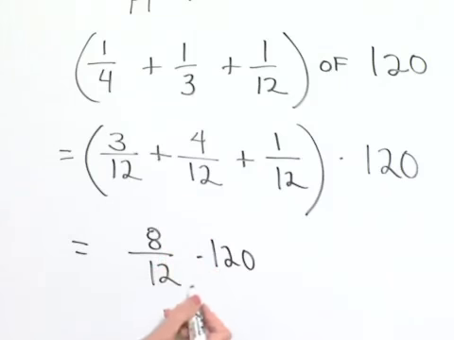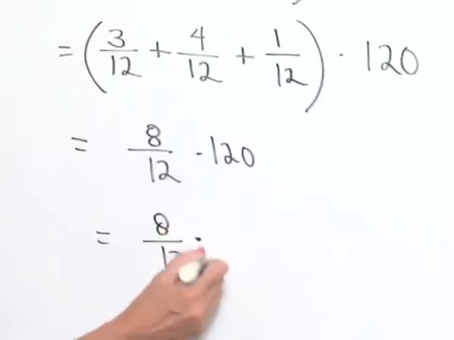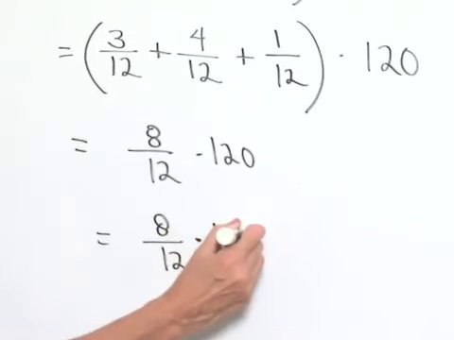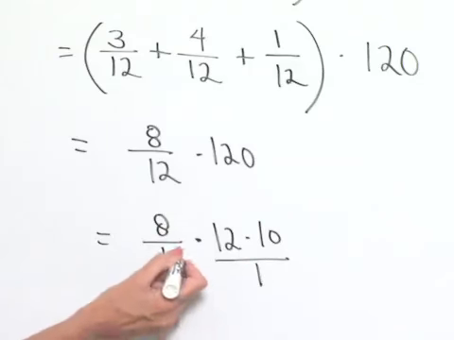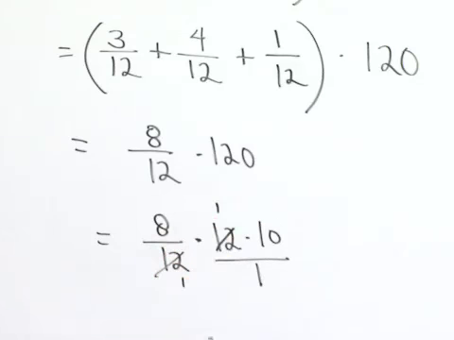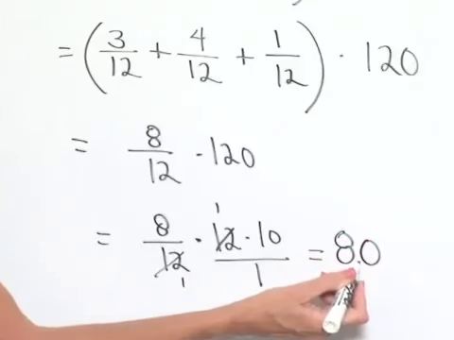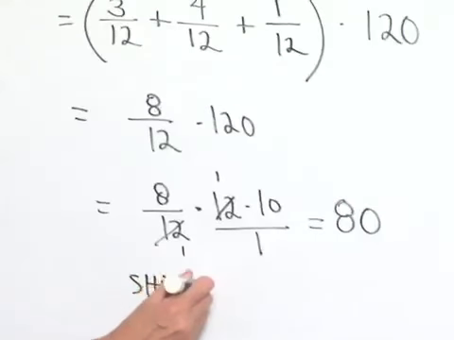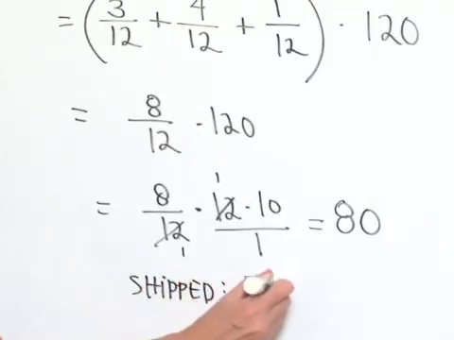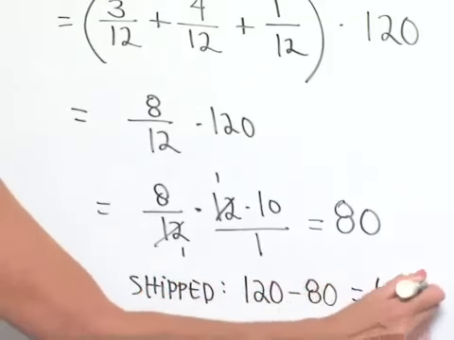And here we note that we can see 8 divided by 12 multiplied times 12 times 10 divided by 1, thinking of 120 as 12 times 10, we have a common factor of 12 that can be divided out in order to give us a result of 80. And remember, this is the number of oranges that were actually used. So therefore, the number that would be shipped would be the difference between the total, 120, and the number that were used, 80, to give us 40 oranges that end up being shipped.